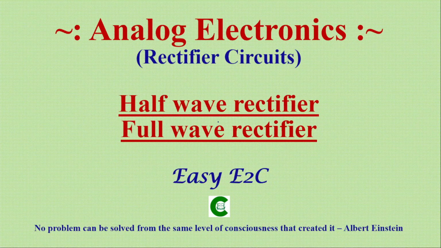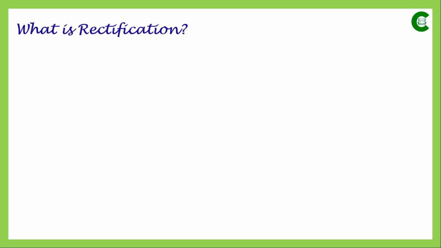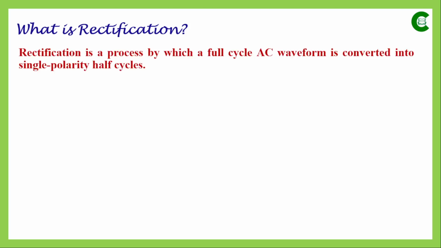In today's class, we will quickly learn about half-wave and full-wave rectification. So the first question that comes to our mind is, what is rectification? Rectification is a process by which a full cycle AC waveform is converted into single polarity half cycles. So it's not a conversion process of AC signal to DC signal.